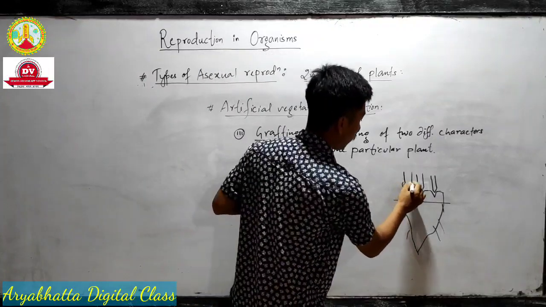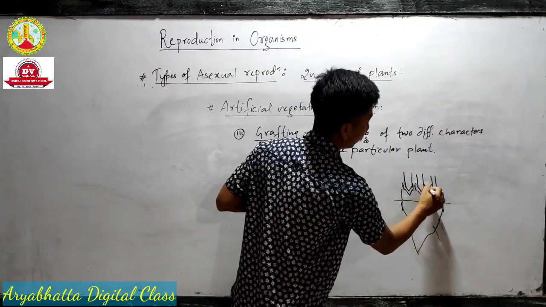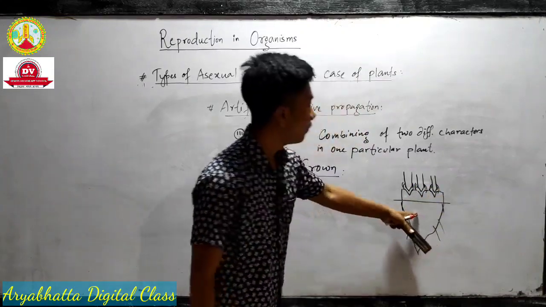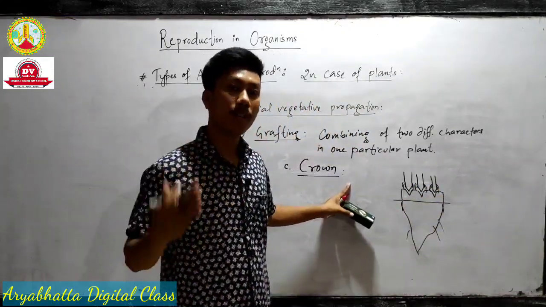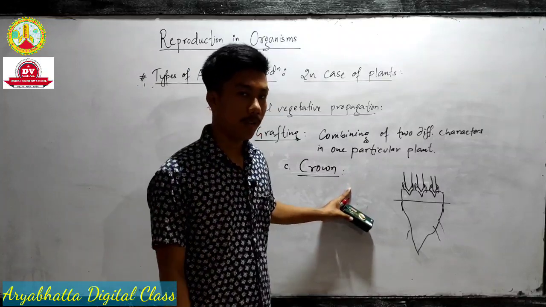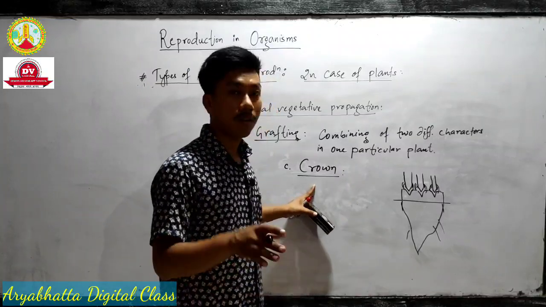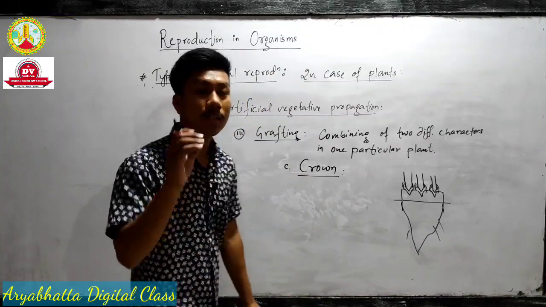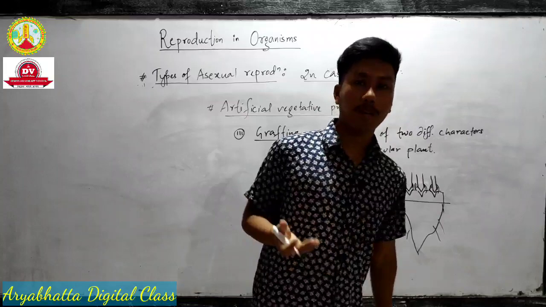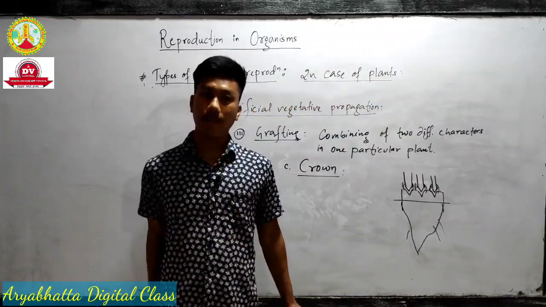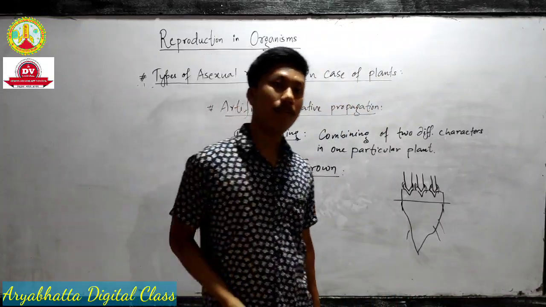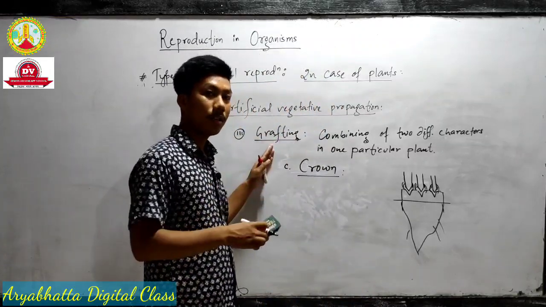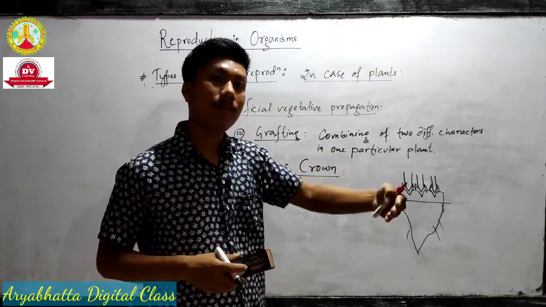Again, we cover with the soil. You might have seen this method in a nursery. In these cases, we can add 3 different characters in one particular plant. So this process is known as crown grafting. So these are all about grafting. Only in grafting do we find a hybrid plant. If you want to make a hybrid, we can only follow grafting, while in other cases, the plant produced is exactly similar to its parent.